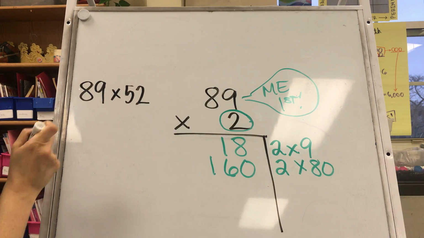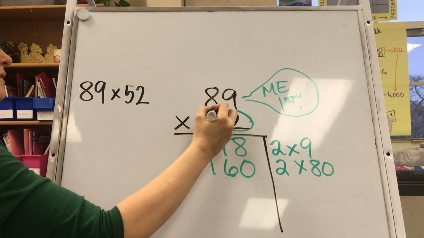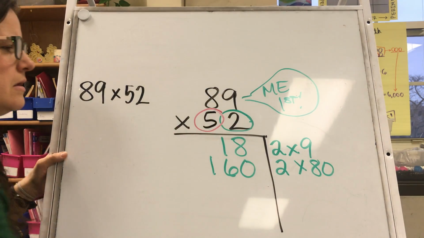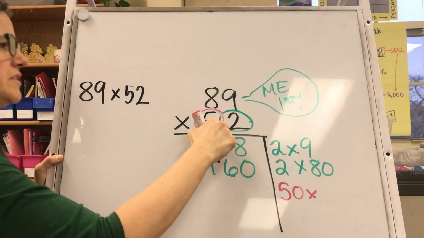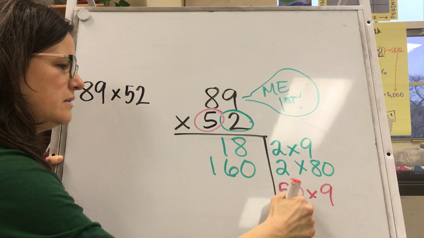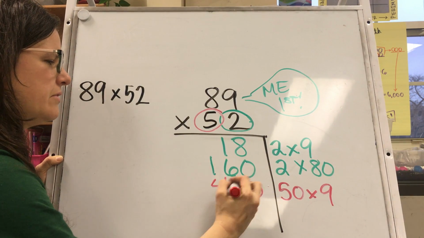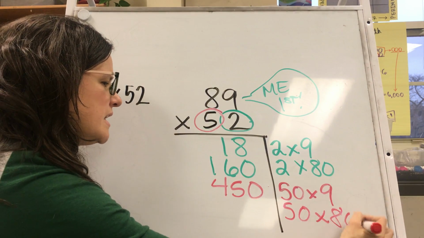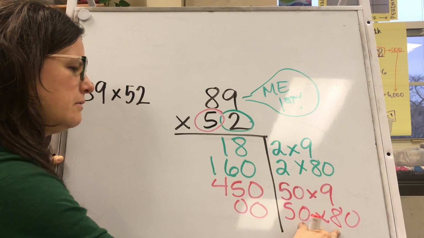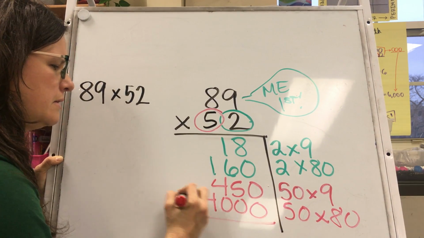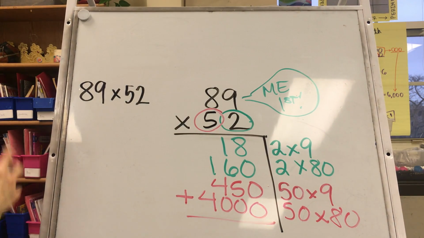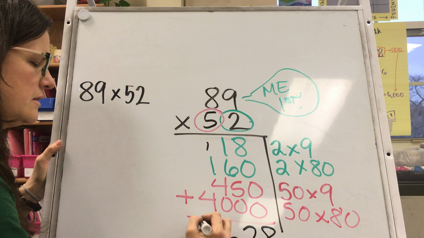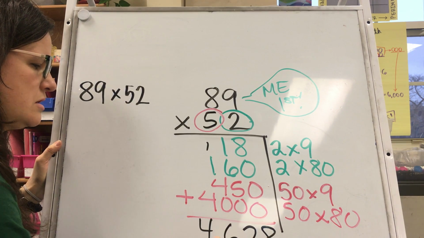All right, now we got to bring our 5 back in. Our 5 that's really a 50. So that 5 that's really a 50. Who's saying me first? Me first, the 9. 0, 45. And then the 5 that's really a 50 times the 8 that's really an 80, 2 zeros, 40. Add them up: 8, 12, carry 1, 6, 4, comma.